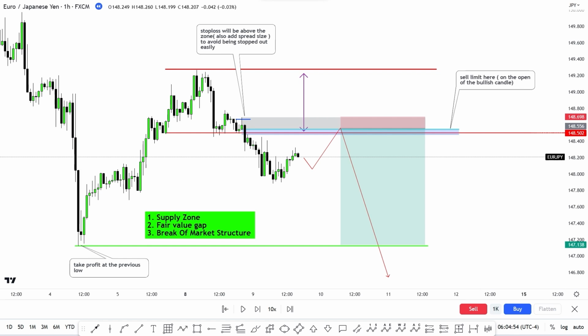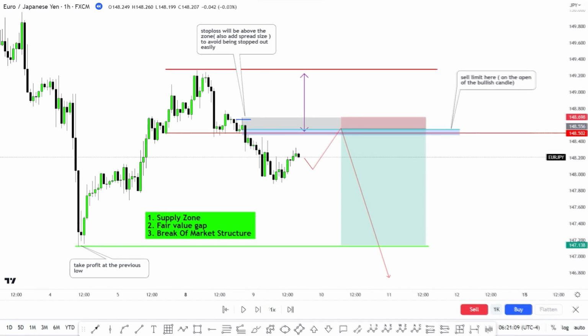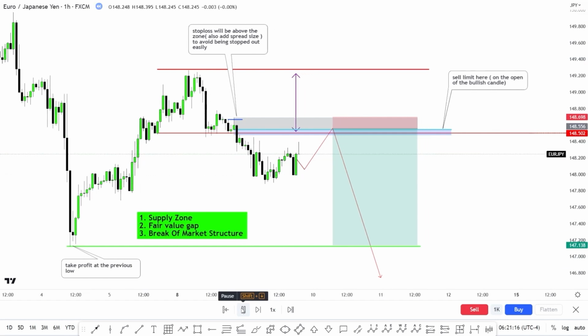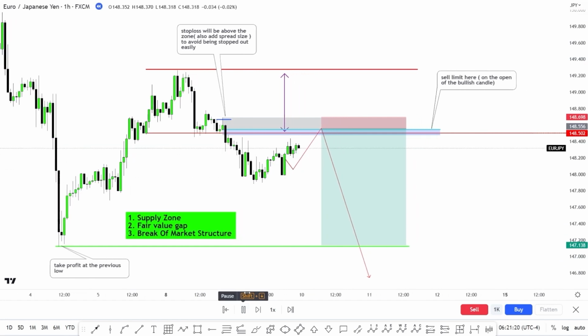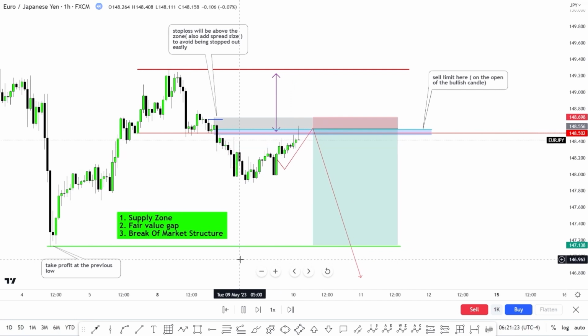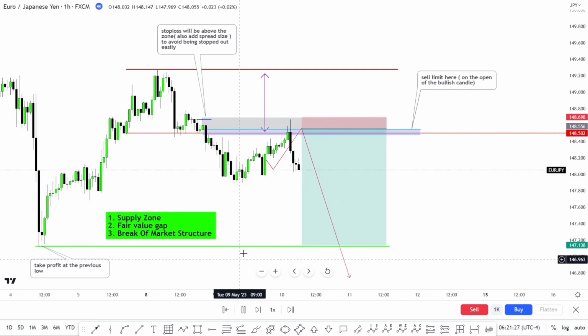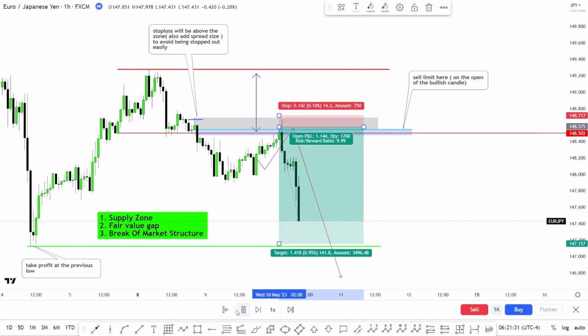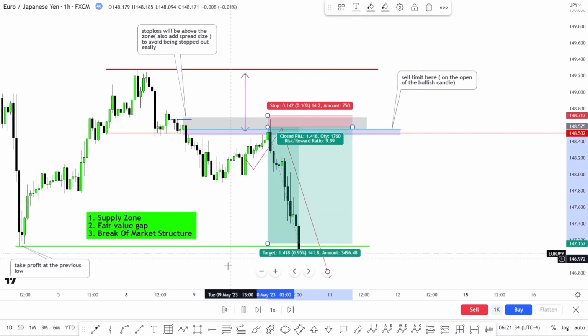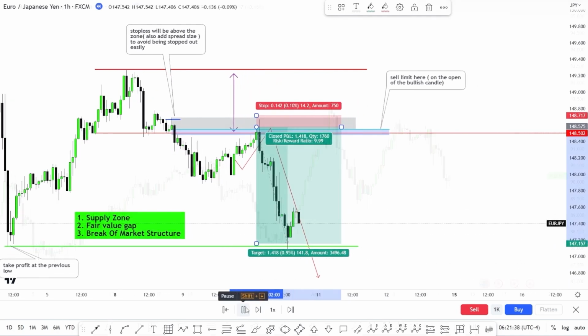When setting our take profit level, we will be targeting previous lows as our potential profit target. By aiming for these levels, we take advantage of areas where the market has previously shown support. Now let's see how the market unfolded after setting up our sell limit order. We can also see that this is a sniper entry. You won't have to wait for any confirmation. You will just enter the market and see blue inside your MT4.